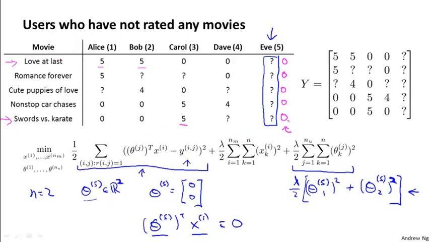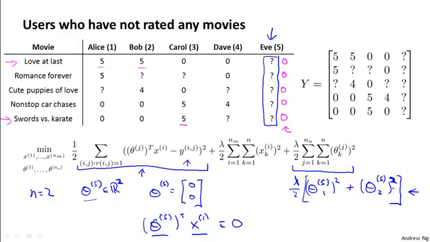And in fact, if we're predicting that Eve is going to rate everything 0 stars, we also don't have any good way of recommending any movies to her, because all of these movies are getting exactly the same predicted rating for Eve, so there's no one movie with a higher predicted rating that we could recommend to her. So that's not very good. The idea of mean normalization will let us fix this problem.